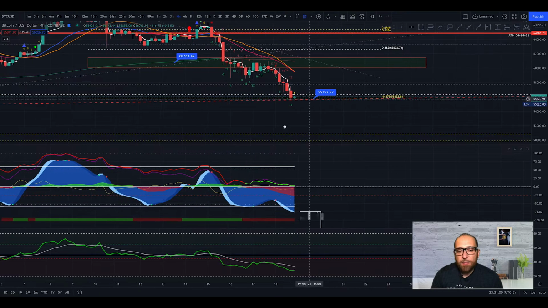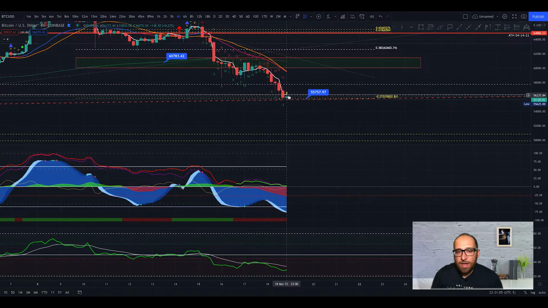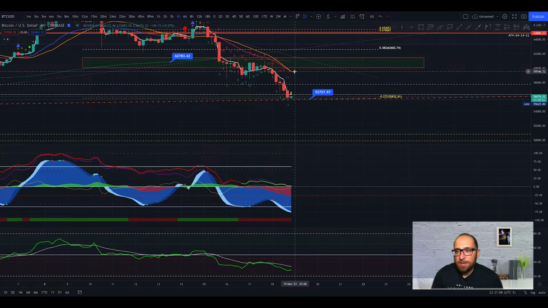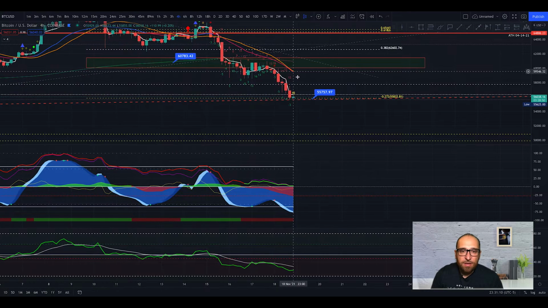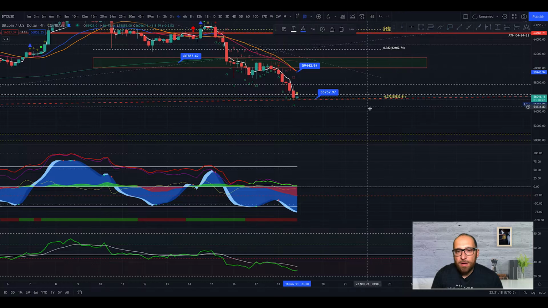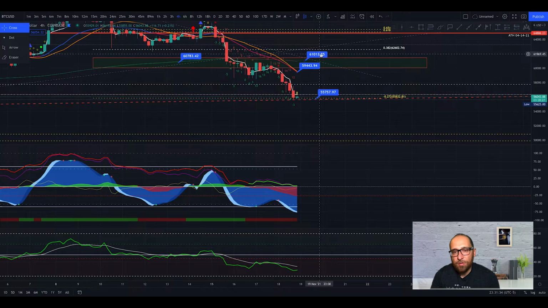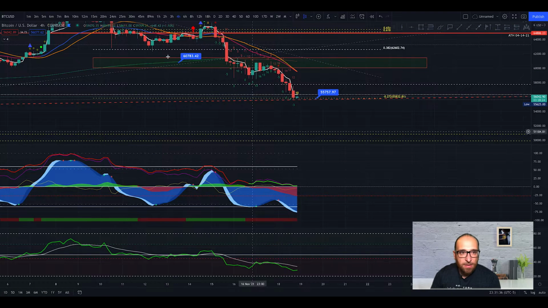Okay, probably here we will see some kind of reaction to the upside. Maybe we can retest the 59,000, try to retest the EMA 21, or the EMA 200. Probably the price will come back into this area, but probably go down another time, because the money flow is too red. It's very bad right now.